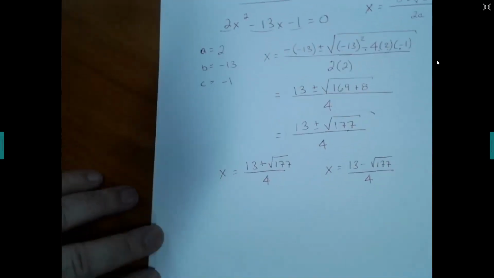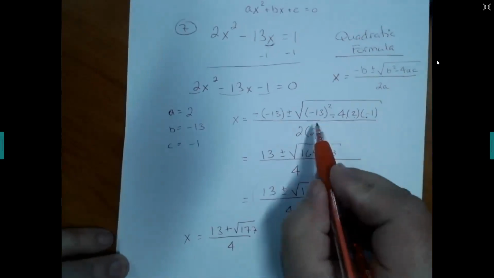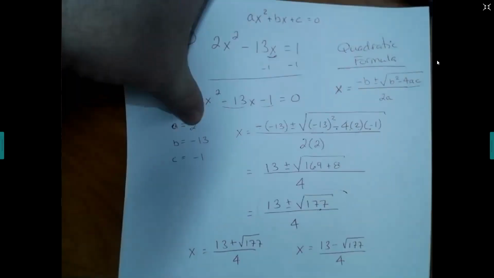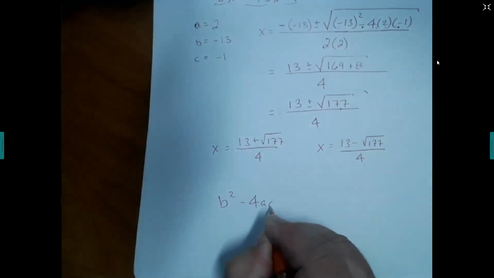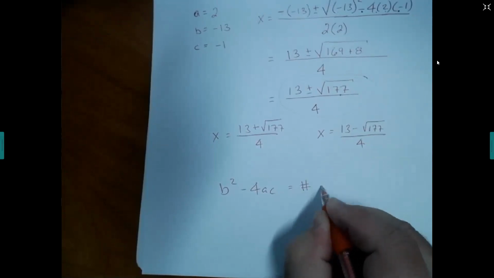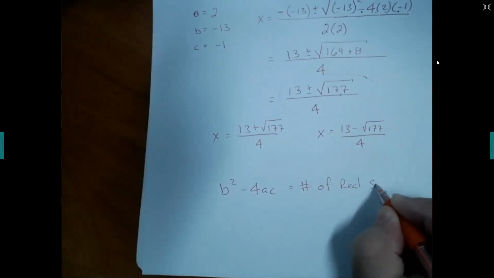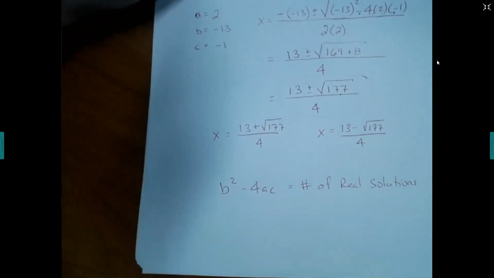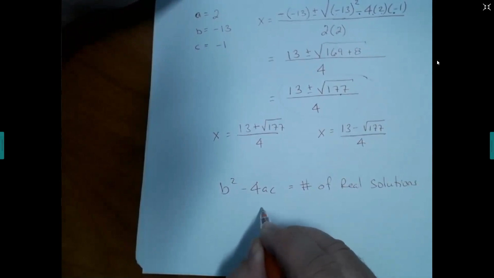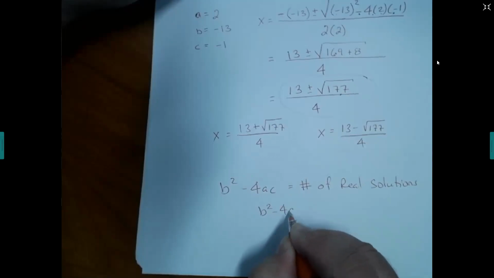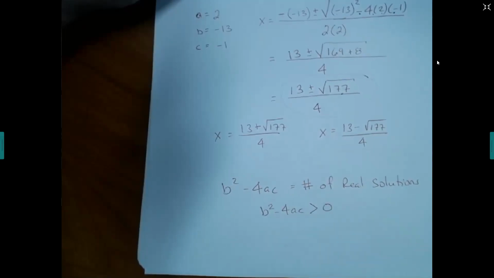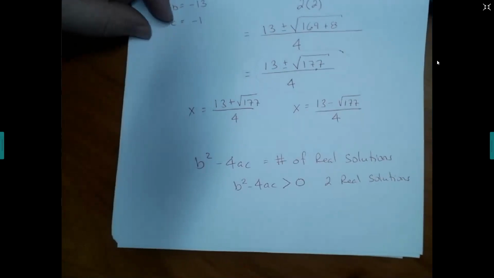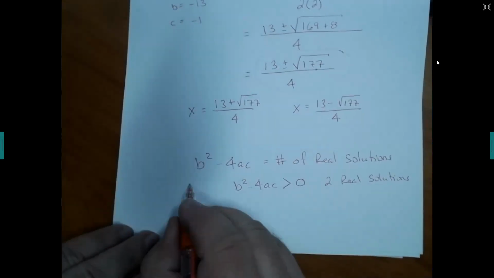If the question asks you how many real solutions we're going to have, how many answers, whatever's inside the radical, b squared minus 4ac, tells you the number of real solutions. Not the number itself, but the sign. If it's greater than 0, we'll have two real solutions. In other words, we'll have a graph that looks like this.